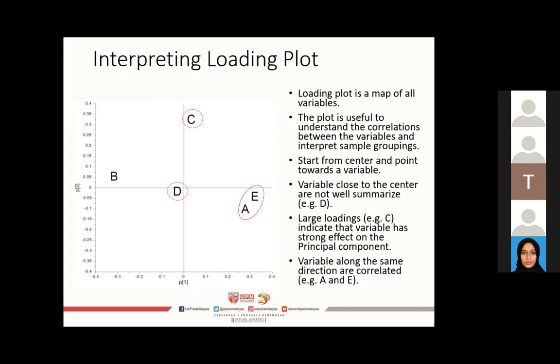We can visualize the loading plot in 3 types: loading scatter plot, loading column plot, and loading line plot. The loading plot I showed you just now is a loading scatter plot. I will show you examples of loading line and column plots later in the case study.